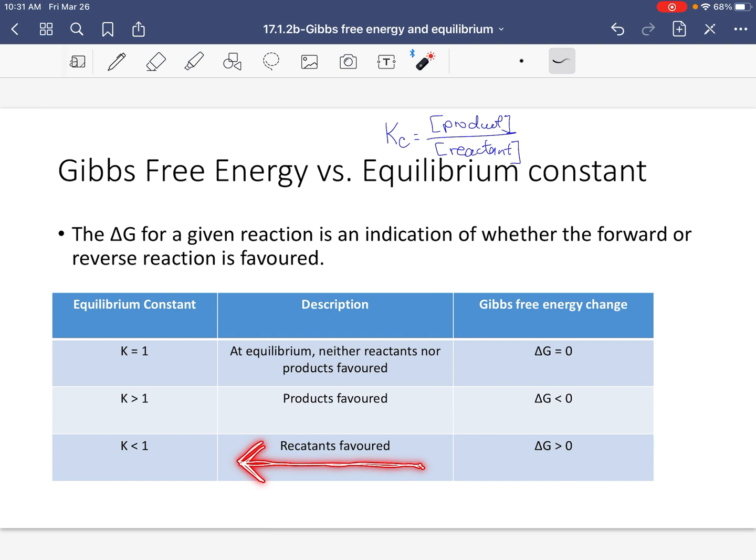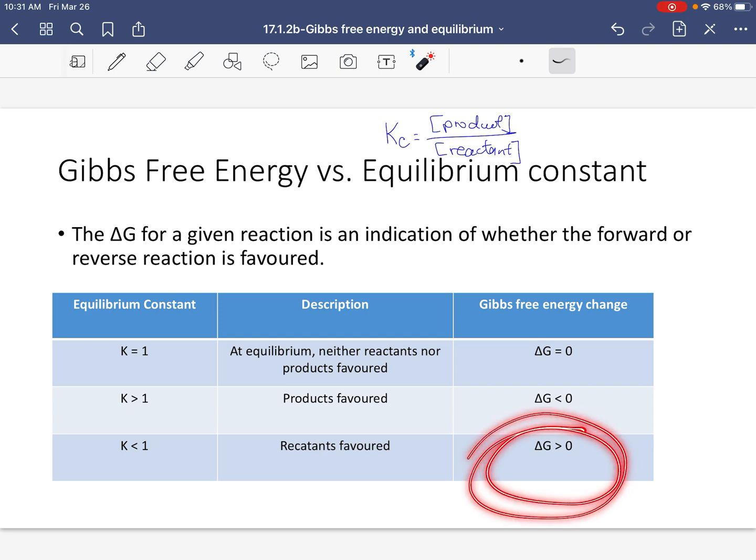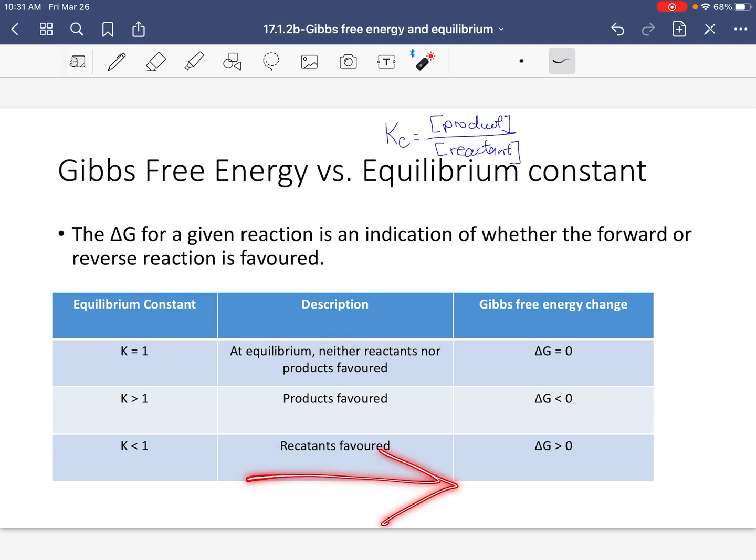Okay, reactant is favored. When that's the case, you're not making product. You're going to have a hard time trying to make products. So, this reaction is probably not going to be spontaneous. There has to be some sort of spark to get this to become this, if you get what I mean.